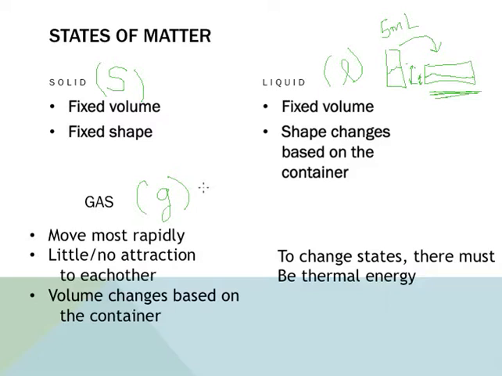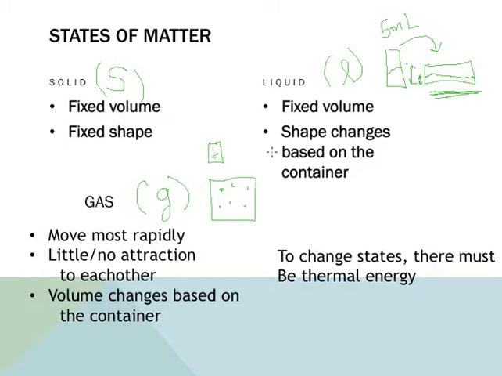Gases do this as well, but their particles move the most rapidly in comparison to a solid and a liquid. So if I have a gas in a container, all these particles or molecules are moving around, but they're not really attracted to each other. And again, the volume changes based on the container. So if I have a container this big versus a container this big, I could fit all of these molecules of gas in there. They're just going to be tighter together. And that would then change the pressure, but that's not something you guys need to know.